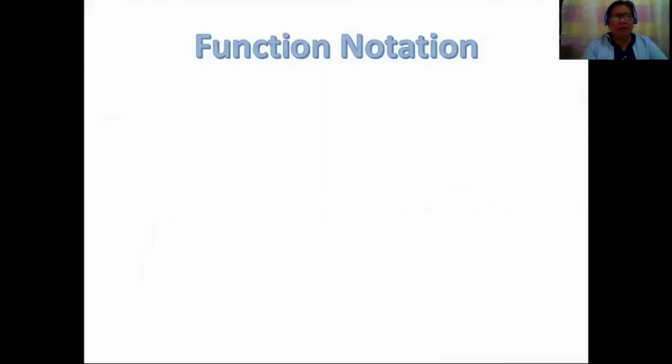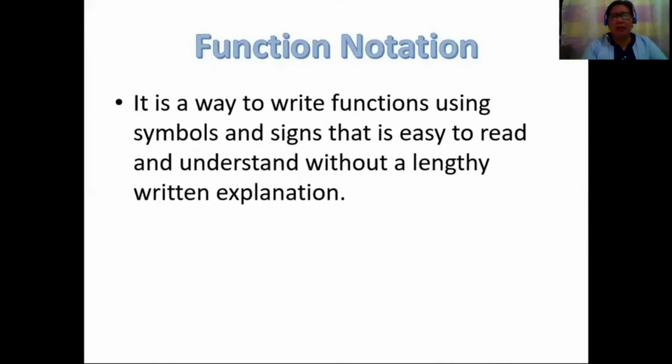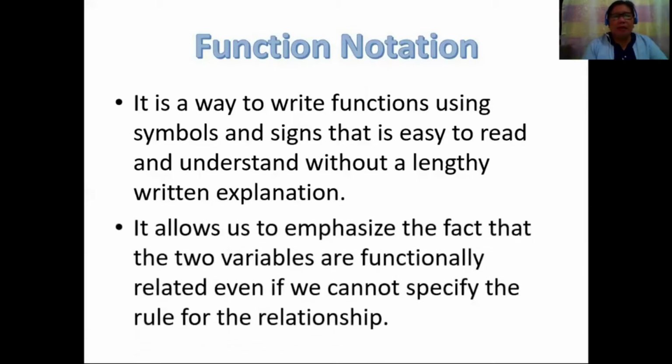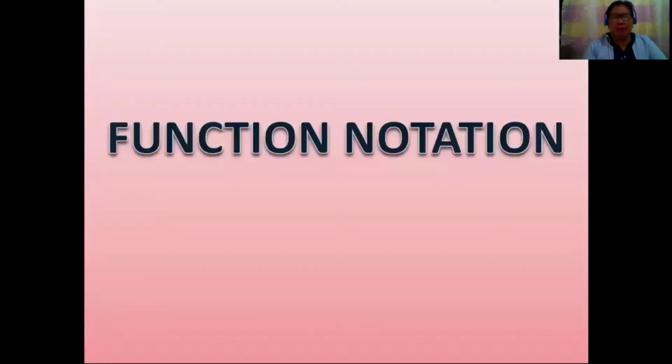Function notation is a way to write functions using symbols and signs that is easy to read and understand without a lengthy written explanation. It allows us to emphasize the fact that the two variables are functionally related, even if we cannot specify the rule for the relationship. The function notation is f of x.